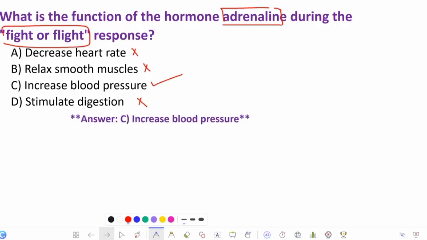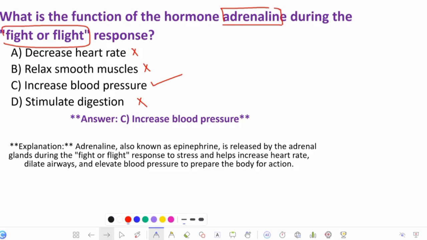Let's see the explanation. Adrenaline, also known as epinephrine, is released by the adrenal gland during the fight or flight response to stress and helps increase heart rate, dilate airways and elevate blood pressure, to prepare the body for action, because the body has to go for the fight or flight response. That's why adrenaline or norepinephrine is released inside the body, and this hormone is responsible for the fight or flight response or for the preparation of the body for action.